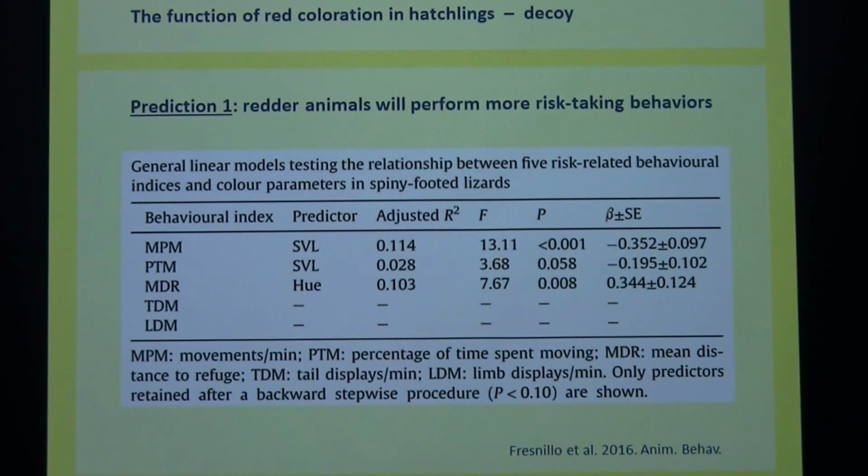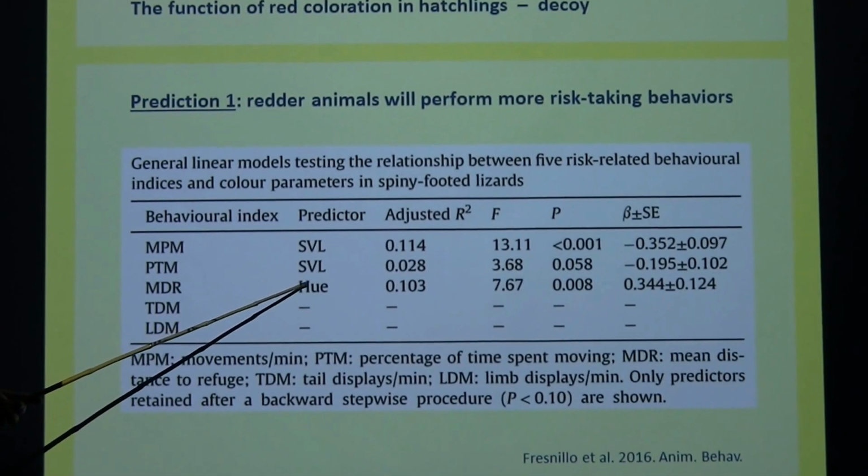We found that movements per minute or percentage of time moving were not significantly related to lizard coloration, but movements per minute was related to snout vent length. Mean distance to refuge was the only behavioral index significantly related to lizard coloration. Specifically, it was related to hue.